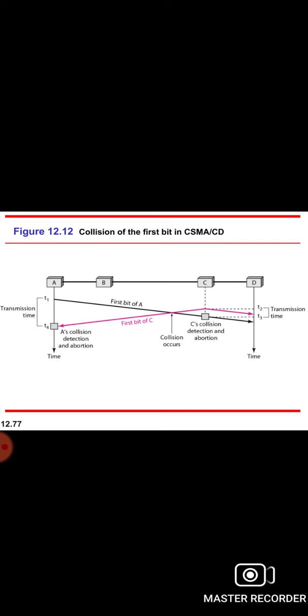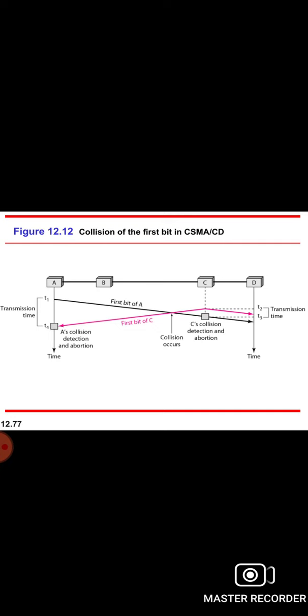For CSMA/CD to work, we need a restriction on the frame size. Before sending the last bit of the frame, the sending station must detect a collision, if any, and abort the transmission. This is so because the station, once the entire frame is sent, doesn't keep a copy of the frame and doesn't monitor the line for collision detection. Therefore, the frame transmission time, TFR, must be at least 2 times the maximum propagation time TP.